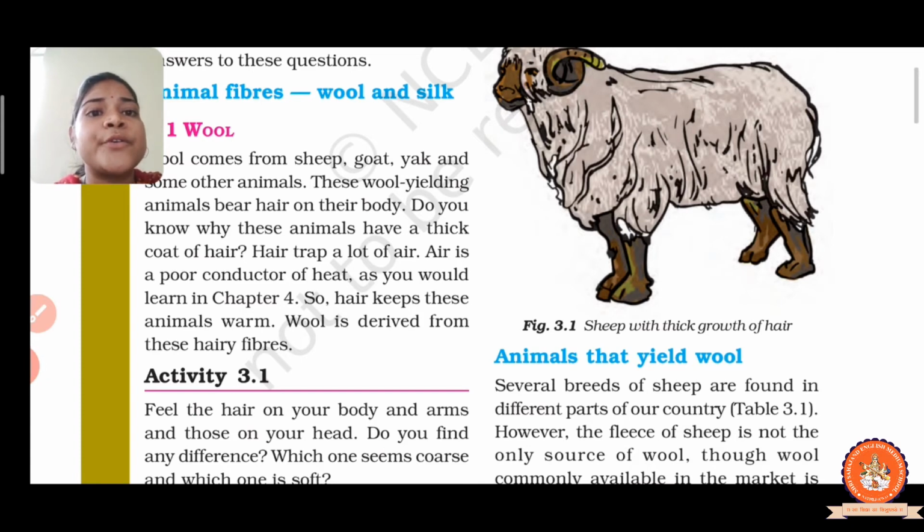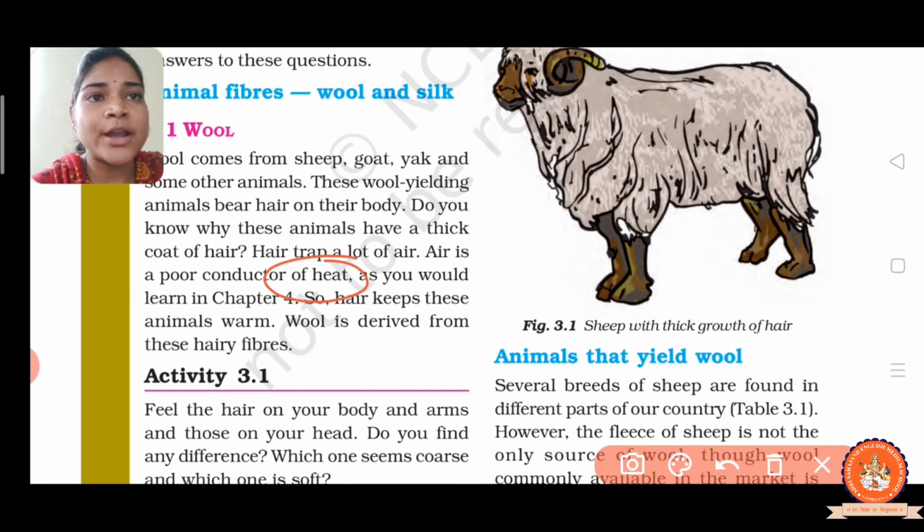The thick coat of hair traps a lot of air, and air is a poor conductor of heat, right? The air does not allow heat to be lost from their body and keeps the animal warm. Again I repeat, air is a poor conductor of heat and does not allow heat to escape from the animal's body. That's why it keeps the animal's body warm. So this is about wool.